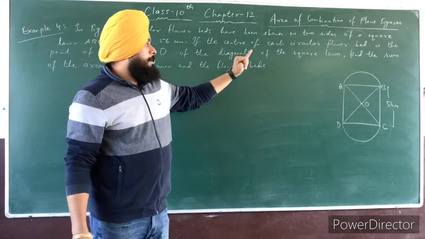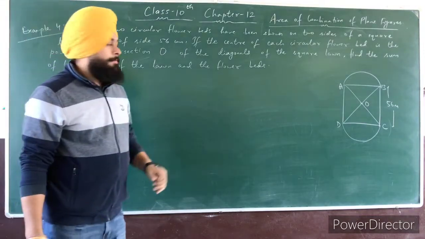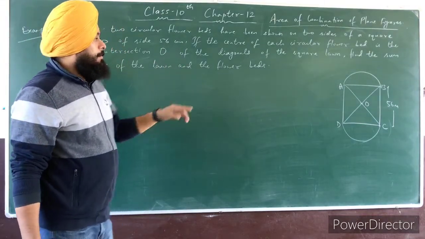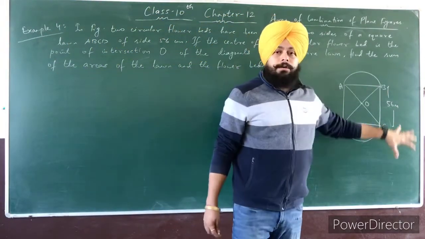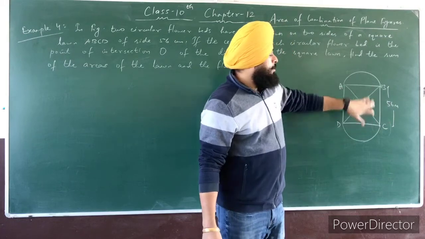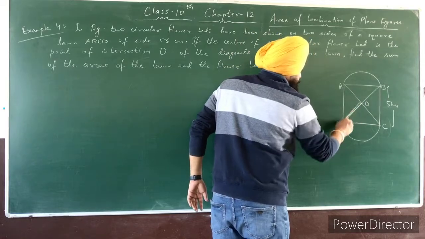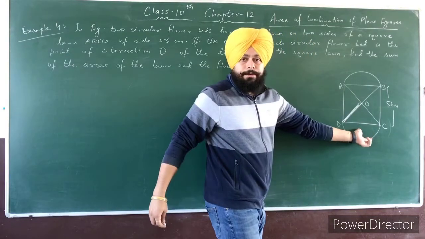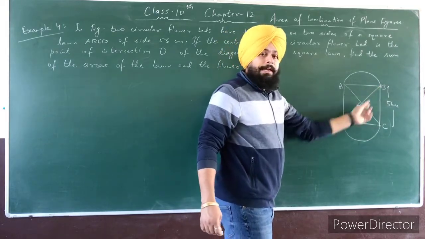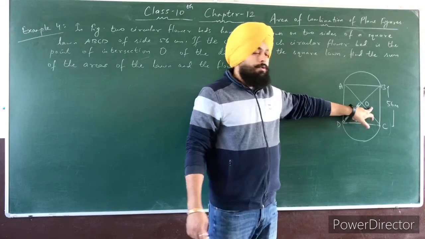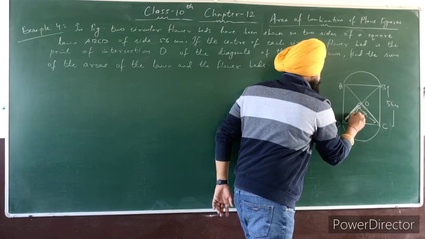If the center of each circular flower bed is the point of intersection O of the diagonals of the square lawn, find the sum of the area of the lawn and the flower beds. So we have to find the total area, this square and the two flower beds also. You can see here, this is the radius of this circular flower bed. The diagonals of this square, AC and BD, both intersect at point O. So this is our radius. Take it as x.